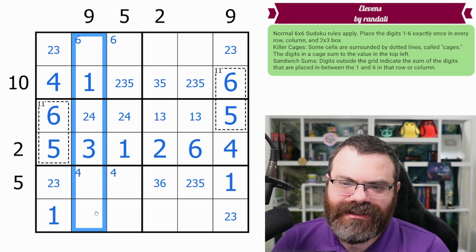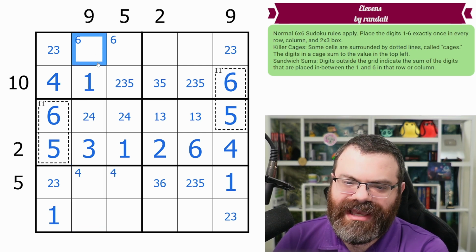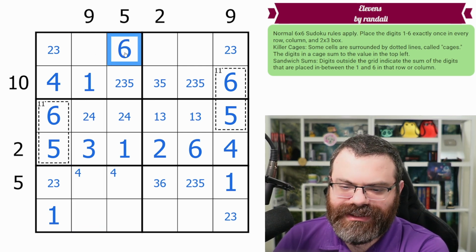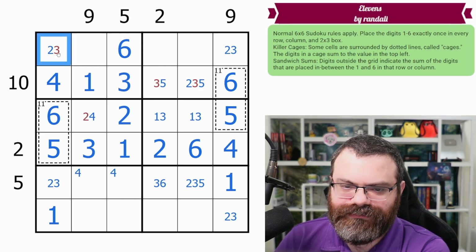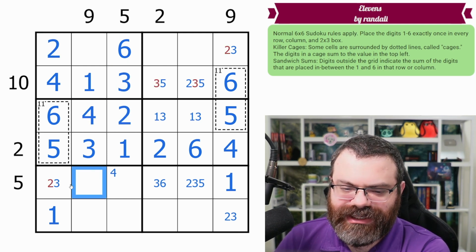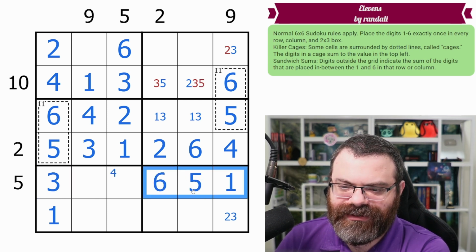All right, let's look at some of these vertical clues. I haven't really paid much attention. So we have the 1 here, so this cannot be the 6. This is our 6. And we add to 5 in between. It has to be 2, 3. That gets us a bunch of digits. Let's just do all this first. This is our sandwich for the 5.